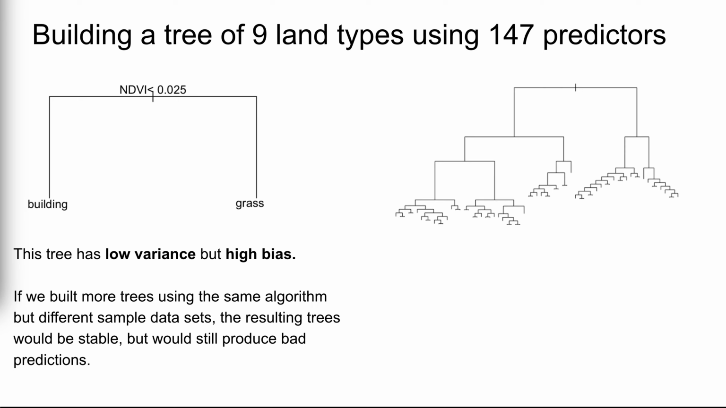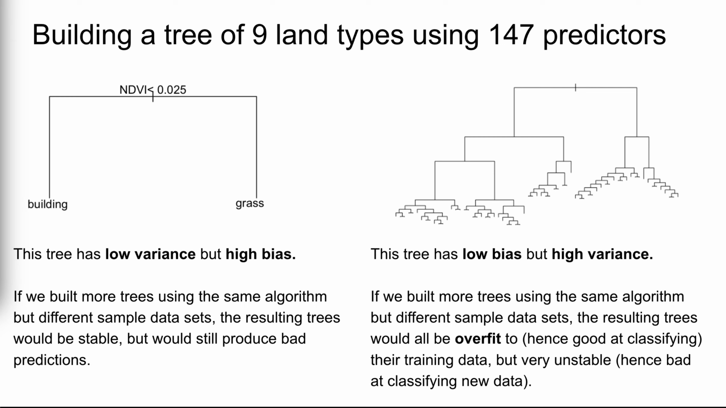In contrast, consider a second tree, which is unpruned or lightly pruned. This tree is overly complicated, so complicated that I've left off the split and node labels because they're so messy. And what we know about overly complicated trees like this is that they have low bias, but high variance. Mainly, if we built more trees using the same algorithm, but different sample datasets, the resulting trees would all be overfit to, hence good at classifying their training data, but they'd be very unstable, hence bad at classifying new data.